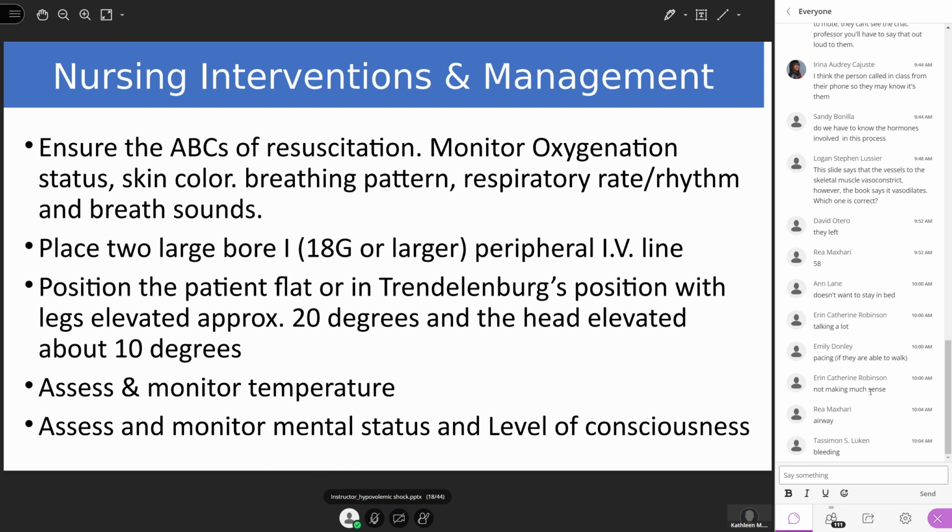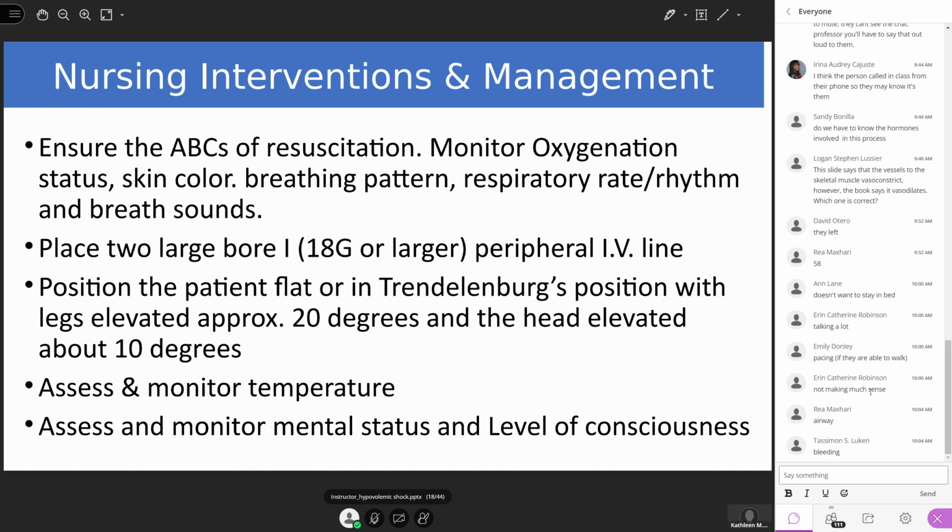So assess and monitor temperature. Depending on the type of shock, you obviously always want to monitor the temperature, it gives an indication of the body. In hypovolemic shock, the temperature's going to be lower. So you're going to be a little bit more concerned about hypothermia. So you want to make sure that you're monitoring that. It just gives an indication of what's going through the body.